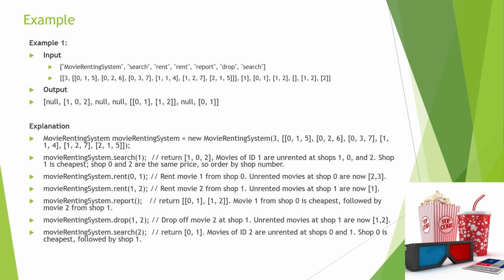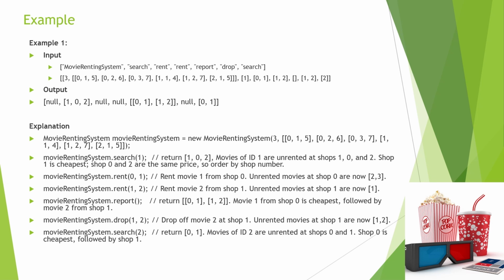Rent represents someone has bought a movie from a shop. Drop represents that the one who previously bought a movie returns the movie to the shop, whereas report indicates give me the sorted list of the rented movies. And just to note that search and report will return a maximum of 5 records, not more than that. So let's take this example.